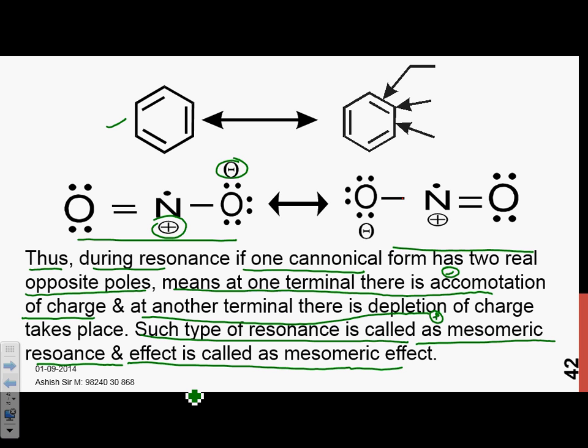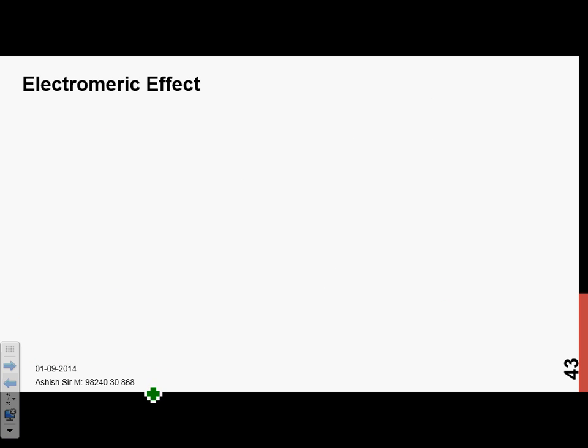Is it understood? Are you getting me? Correct or not? Continue further. That was the second effect. Let's go to the third effect: the electromeric effect. Simple. If you watch carefully, you will understand.